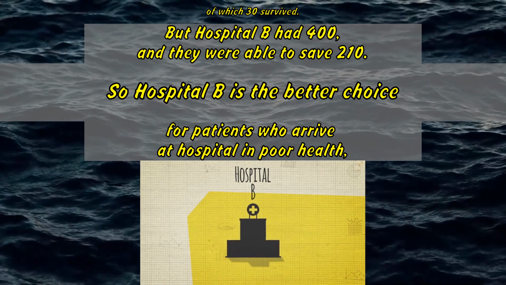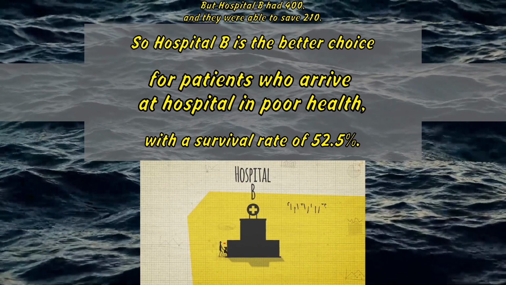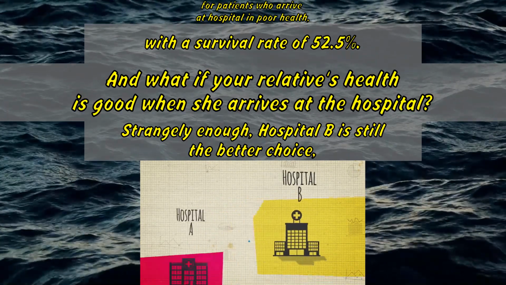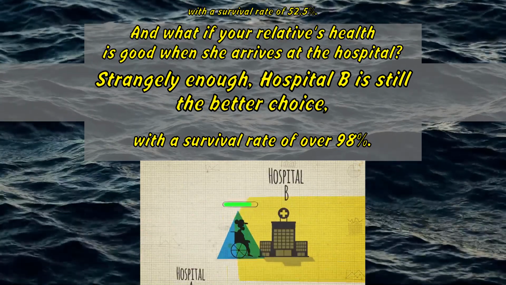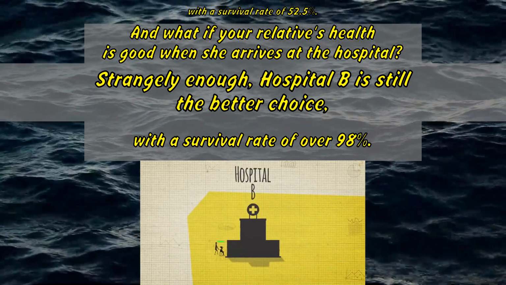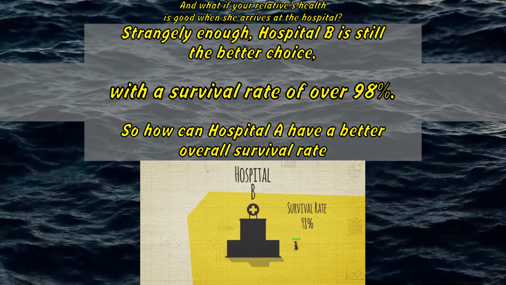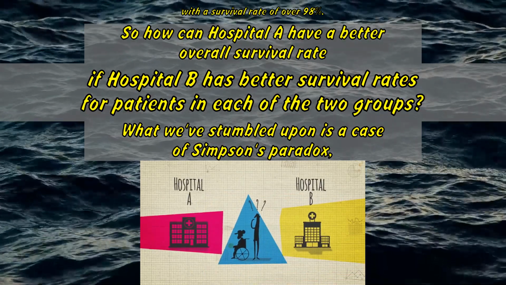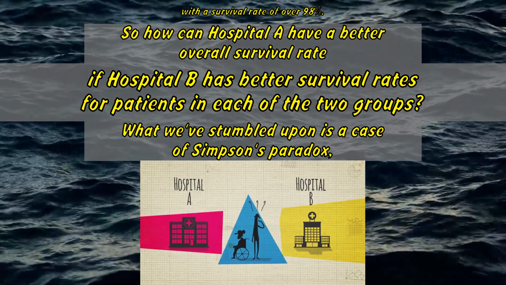So Hospital B is the better choice for patients who arrive at hospital in poor health, with a survival rate of 52.5%. And what if your relative's health is good when she arrives at the hospital? Strangely enough, Hospital B is still the better choice, with a survival rate of over 98%. So how can Hospital A have a better overall survival rate if Hospital B has better survival rates for patients in each of the two groups?